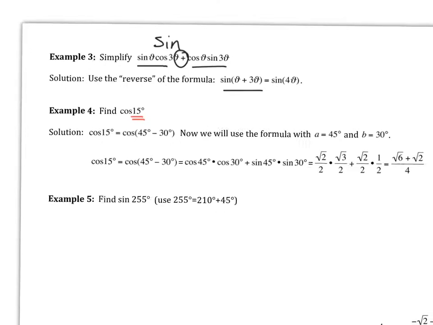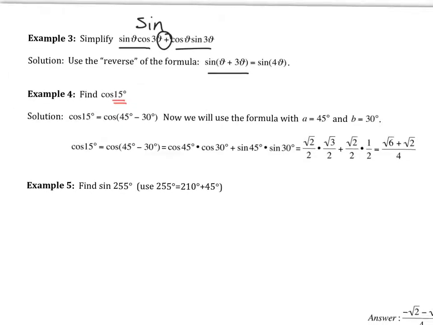Notice that cosine of 15 can be changed to 45 minus 30. So using our idea of the cosine, which is cosine, cosine, sine, sine, and remembering that minus becomes a plus, we take cosine of 45, cosine 30, sine 45, sine 30, simplify them down, and then we just combine like terms.